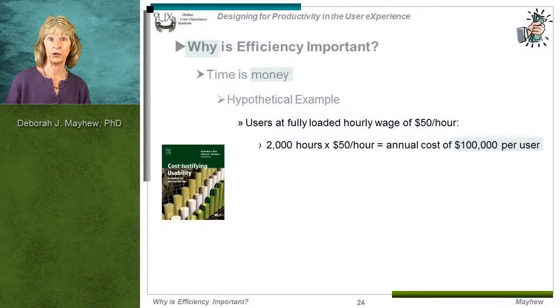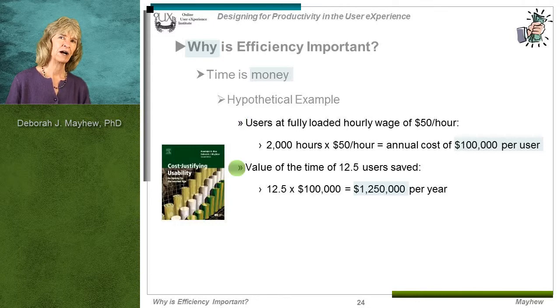Next, imagine we know that the fully loaded annual wage of these users is $50 an hour, or $100,000 a year. This is just another knowable fact in your particular organization. Regardless of whether we lay off 12.5 reps or increase our volume of business without having to hire 12.5 more reps, saving the cost of 12.5 reps at $100,000 each adds up to a savings of $1.25 million.